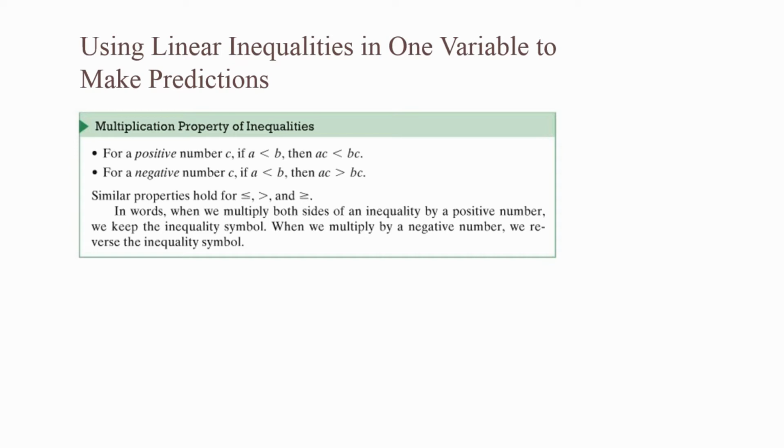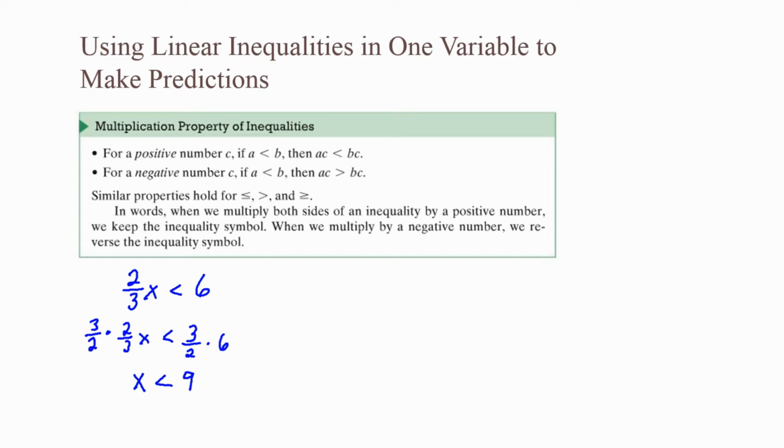Given an inequality such as 2/3 x less than 6, I can multiply both sides by 3 over 2. 3 over 2 times 2/3 x less than 3 over 2 times 6, and I still have a true statement. My result is x is less than 9.